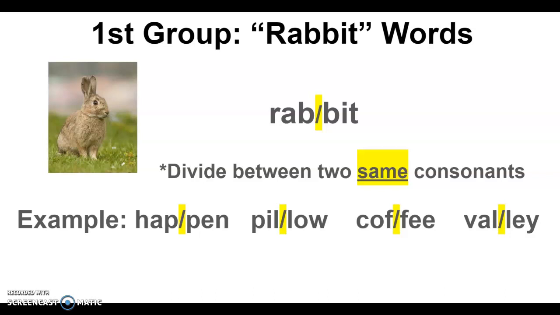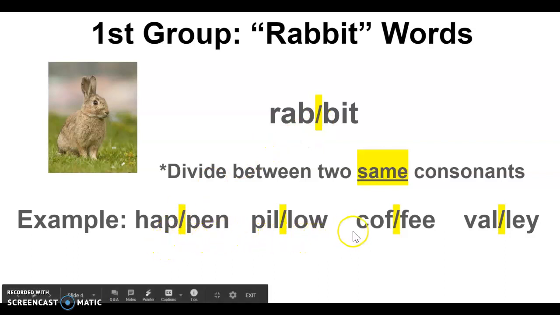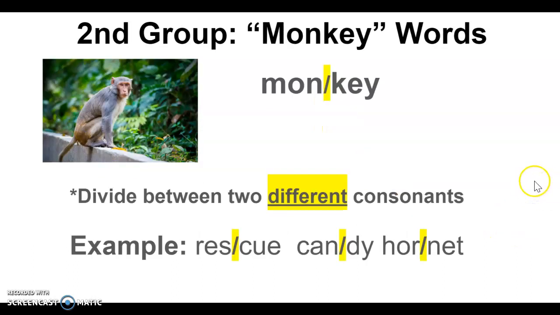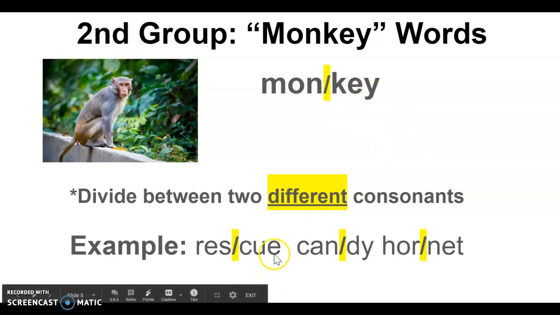Okay, so those are when you have the same consonants in the center, like the 2 B's here in the middle of rabbit, and also words like happen, pillow, coffee, valley. All those have the same 2 consonants in the center. There's a vowel, a consonant, and another vowel, but these consonants are all the same. The second group, remember, we called the monkey words. Those are where you divide between 2 different consonants, and sometimes the last consonant has the E sound or Y at the end, but not always. So here, for example, rescue, candy, hornet.